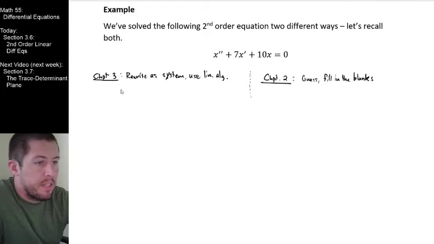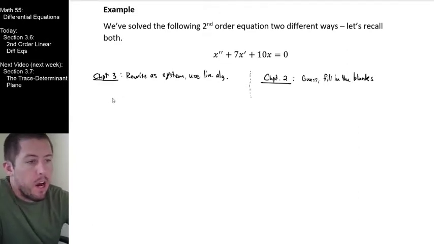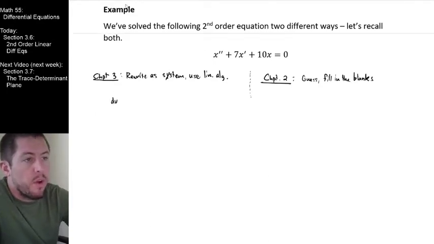So what do we do in chapter 3? In chapter 3, we said, well, we can solve this by converting it to a system and then doing our eigenanalysis here. So we're taking our x double prime plus 7x prime plus 10x equals 0. It's hard to talk about position when it's defined in terms of acceleration without also talking about velocity. So we said, let's define a new variable for ourselves, and let's say that the derivative of position is velocity. So dx/dt we're going to call v.